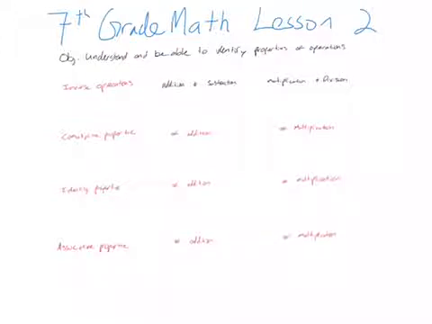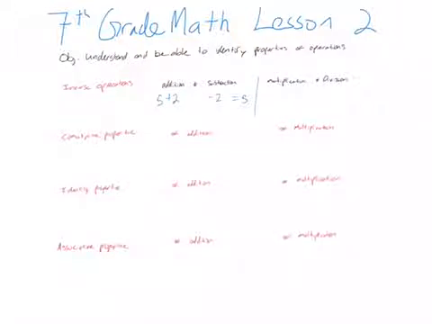what operations kind of undo each other or are opposites of each other. Addition and subtraction are what we call inverse operations, because if you were to add 2 and subtract 2, that would give you nothing, right? 5 plus 2 minus 2 just gives you 5, it gives you back the same number.